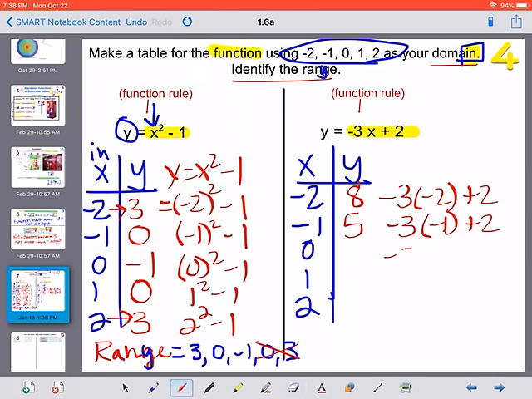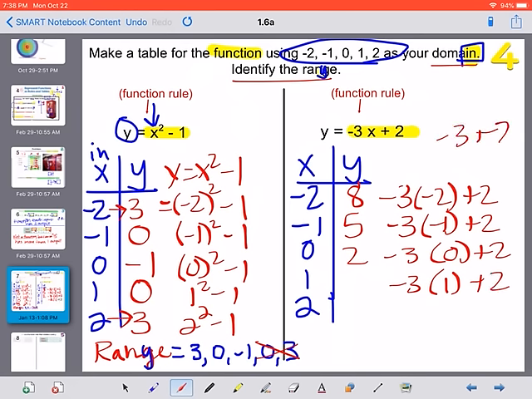Then if I plug in a 0, -3 times 0 is just 0, so 0 plus 2 is 2. -3 times 1 is just -3. -3 plus 2, there's more negatives, it's a -1. Then -3 times 2 gives us -6, and -6 plus 2, there's more negatives still, gives us -4.